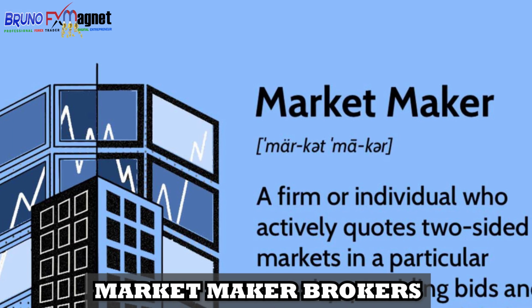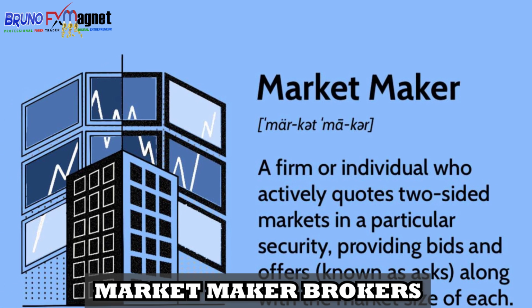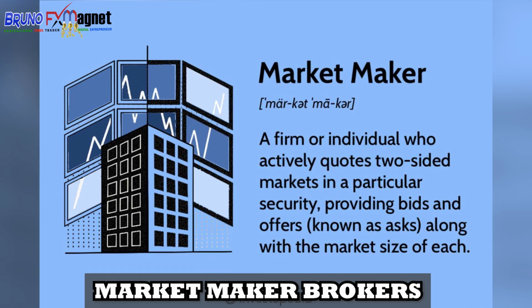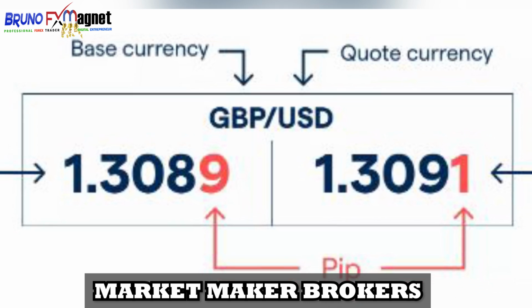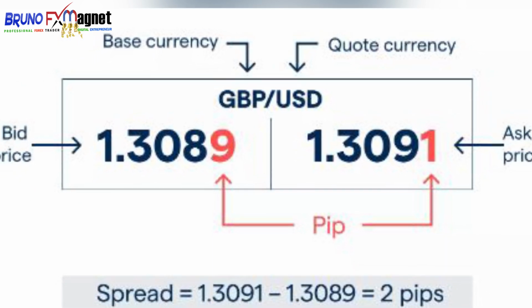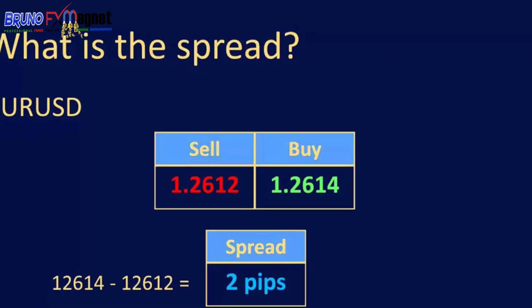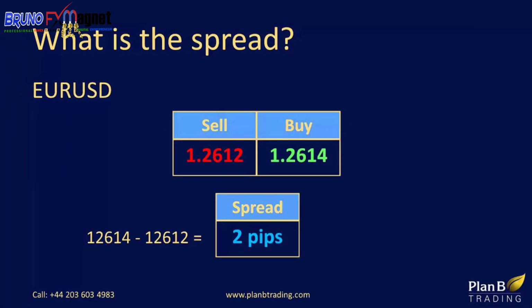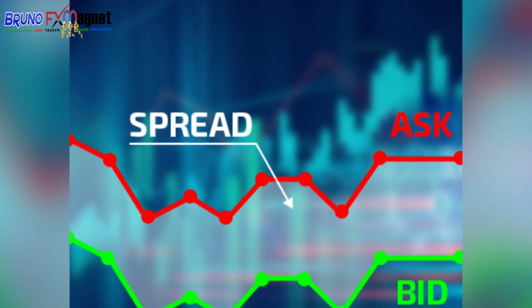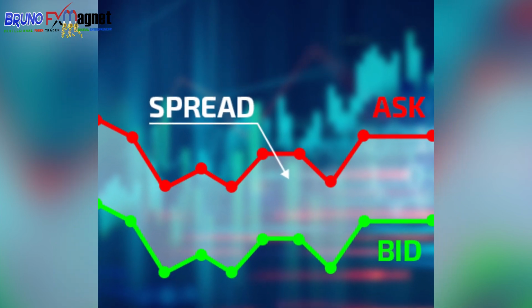The first one, the market maker brokers. These brokers set the buy and ask prices by themselves. This means that when you buy, the broker is selling it to you. When you sell, the broker is buying from you. They mark up the spread and also have a wider spread.